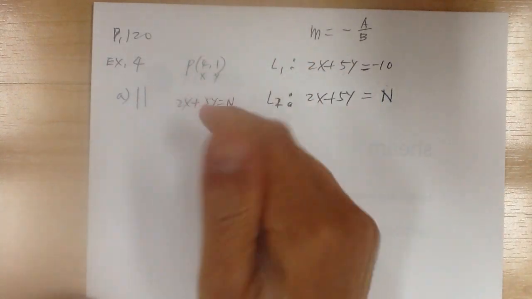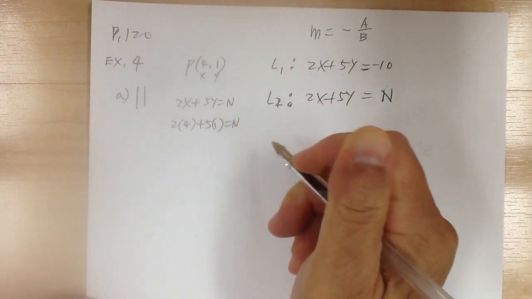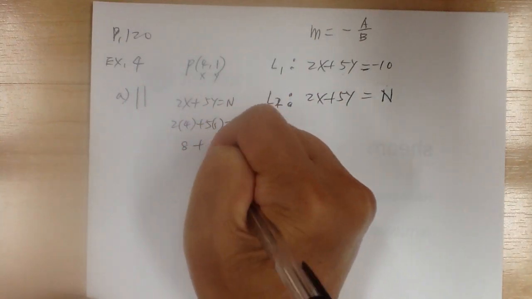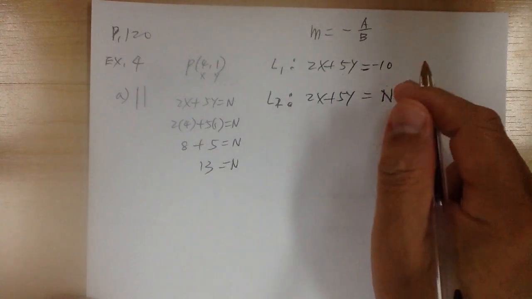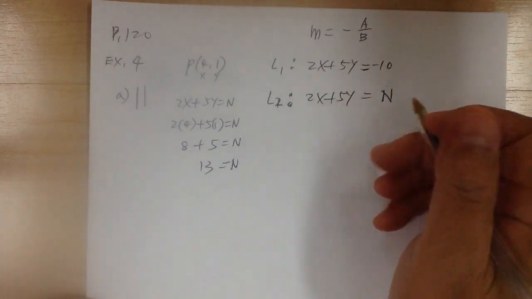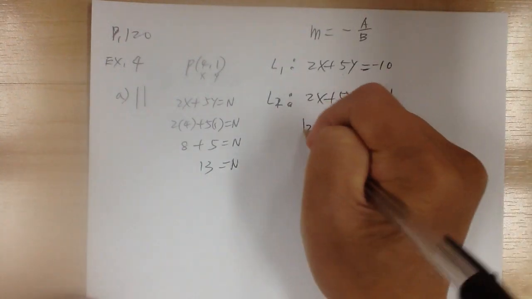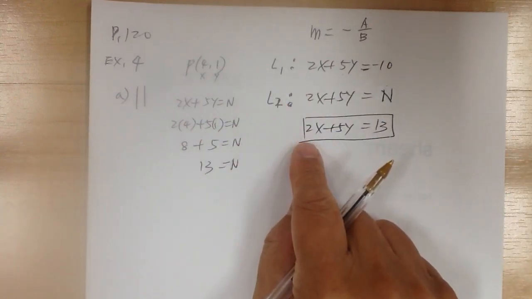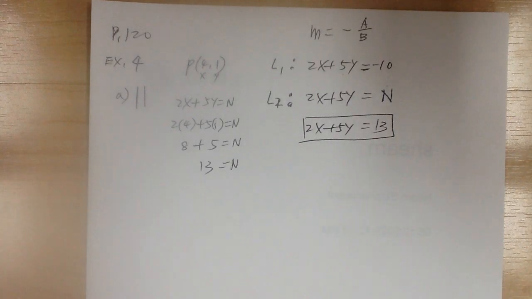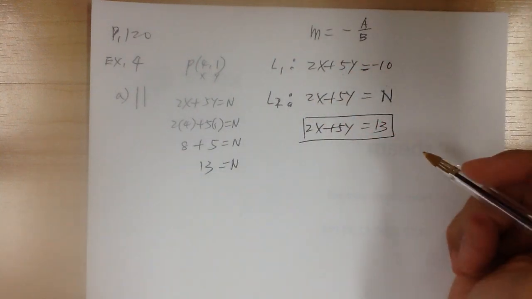And you substitute into here. So 2 times 4 plus 5 times 1 equal to n. So you got 8 plus 5 equal to n. So n equal to 13. And you put it back into here. So 2x plus 5y equal to 13. So that is your parallel line. This is a quick way of doing it. Now there are other ways to do it, but this is an easier way. Another way to do it is you have to look for the slope and you do all other stuff.